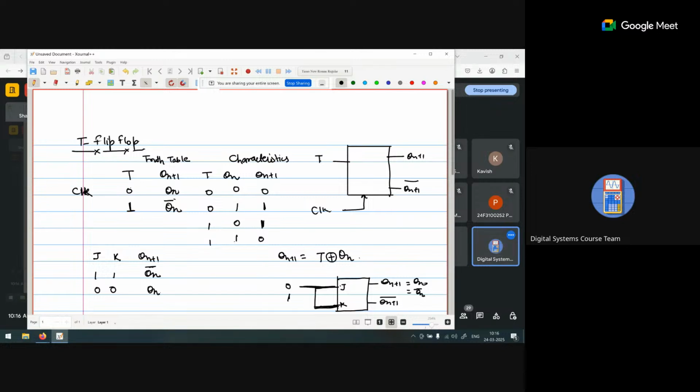Any doubt? So here we are taking J and K as equal only. When they are equal, it will behave as a T flip-flop.